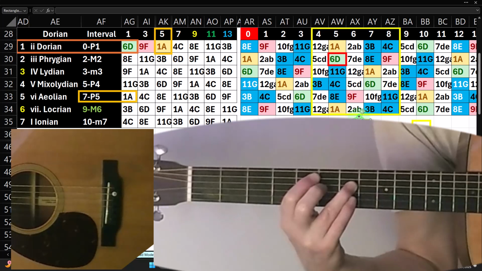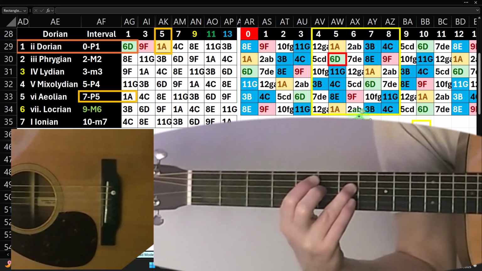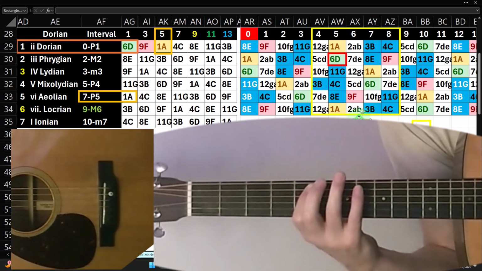So now we can say, all right, the 7 note away. Now, if I think about it on the same string, let's do that first this time.